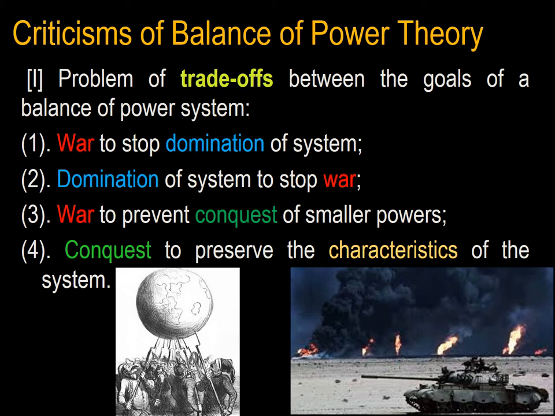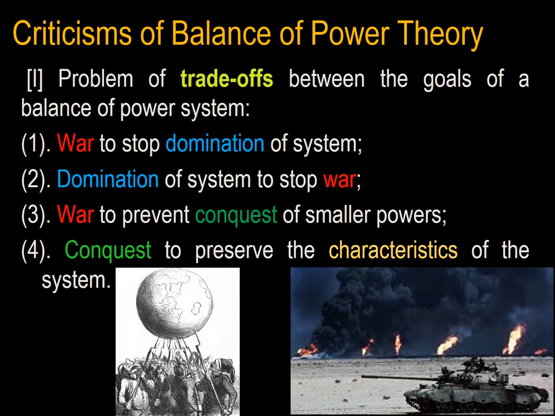Number two, you could have domination of a system to stop the war. I mean, one of the U.S. grand strategy goals is to democratize the world, essentially influence the world using its own liberal form of domestic politics before nuclear weapons spread. Because if nuclear weapons spread while there are still authoritarian militarized governments, we could have a giant nuclear war in the future. So it makes sense sometimes to dominate the system to avoid war.